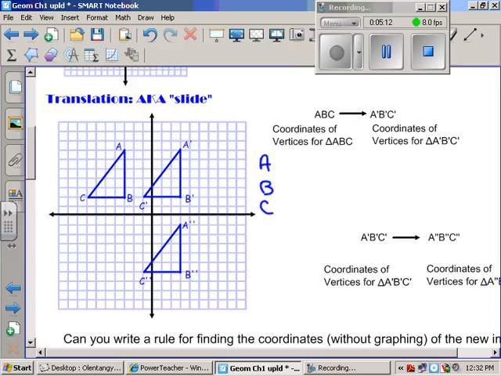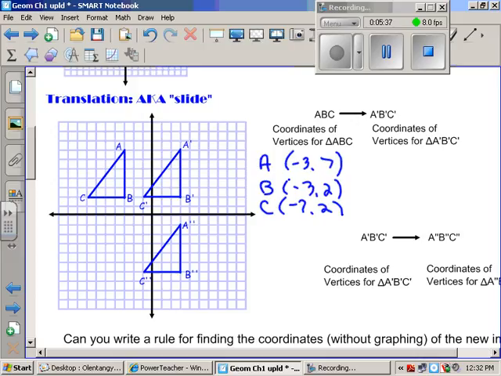A is (-3, 7). Okay, and then B is (-3, 2). C is (7, 2). No, (-7, 2). Okay. So that's the pre-image. That's what we're starting with.